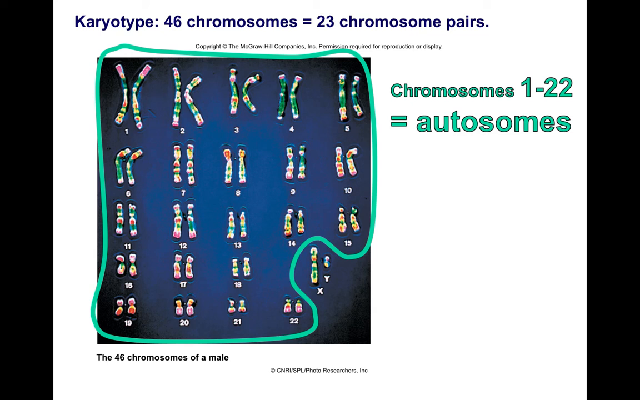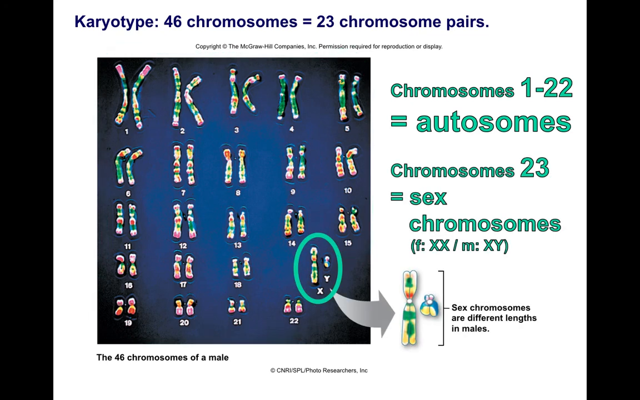But the chromosome pair 23 looks a bit odd here, doesn't it? Well, it turns out that chromosome pair 23 is unique. They are called our sex chromosomes. This is because they contain genes that determine your sex, whether you are biologically a male or a female. Females have 2 X chromosomes, while males have 1 X and 1 Y.